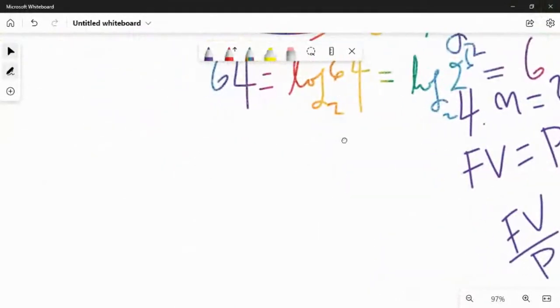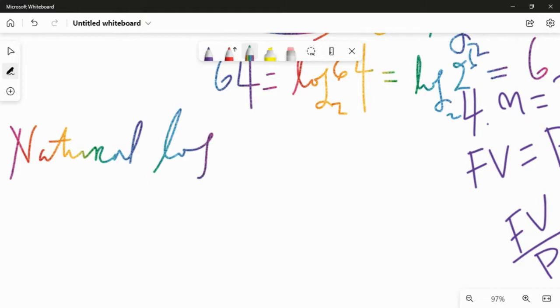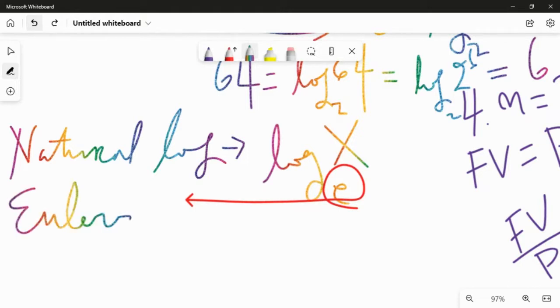Next thing, the third commonly used log is natural log. Natural log is the log using Euler's number E as the base. What is E? It's called Euler's number.